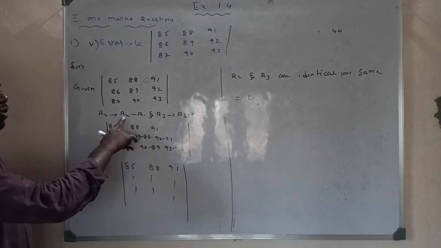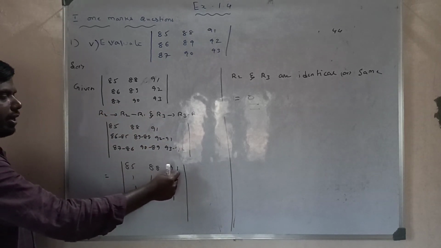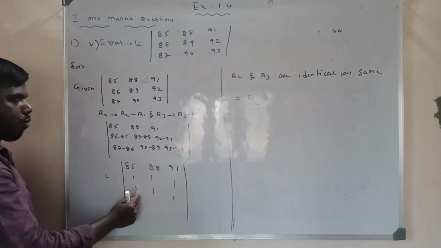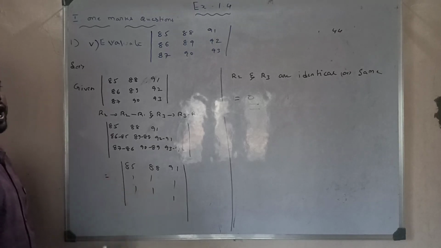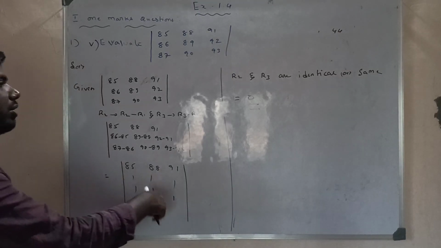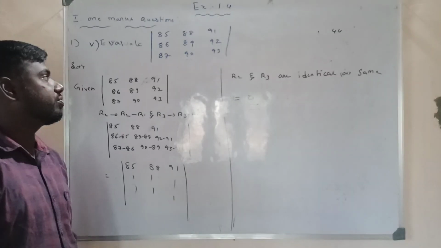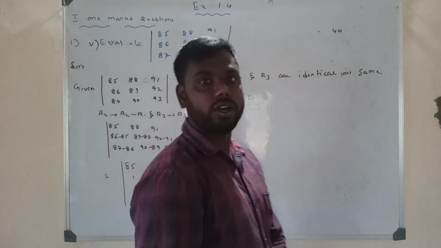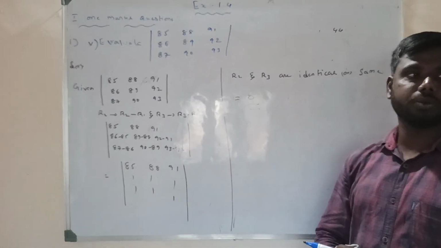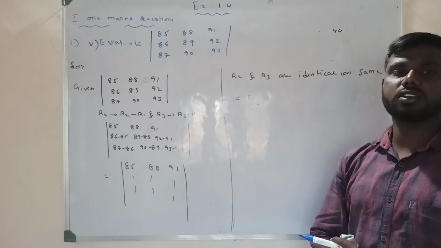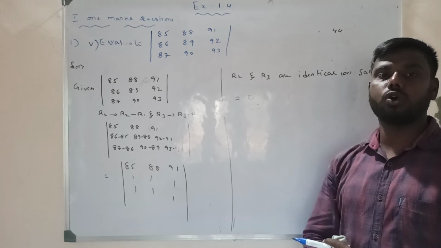By using the row operation, we get the determinant of 85, 88, 91, 1, 1, 1, 1, 1, 1. Here the second row and third row are identical, so the determinant value will be 0. This is the required solution for this question, students. In these 5 questions or examples, definitely one question will be asked in the final exam. The remaining questions we will discuss in tomorrow's class. Thank you all.